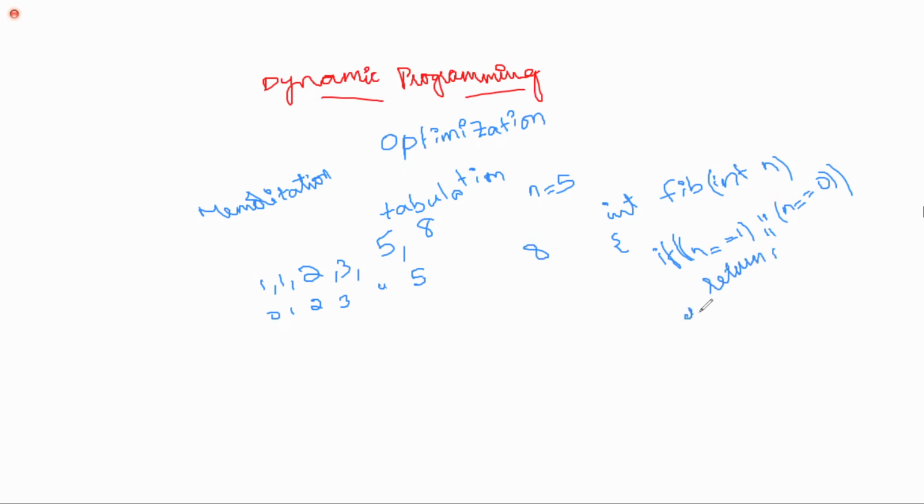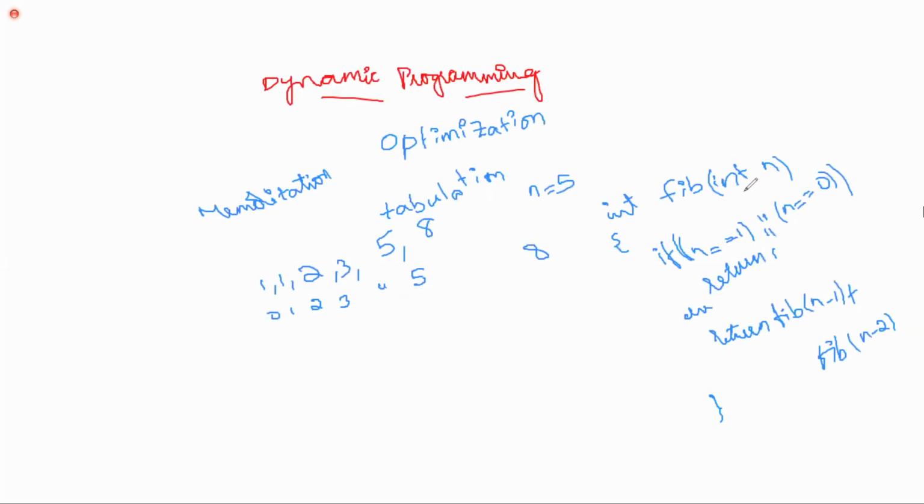Else, what will I return? What logic will you write here? Return fib of function, that is fib recursive call. I already told you that in the memorization problems we use recursive call. So return fib of n minus 1 plus fib of n minus 2. This is the logic for Fibonacci sequence.